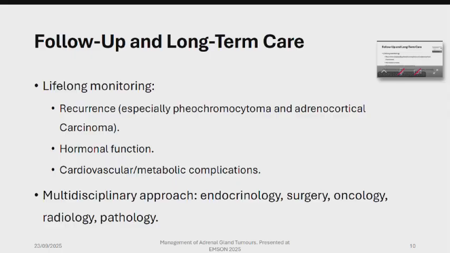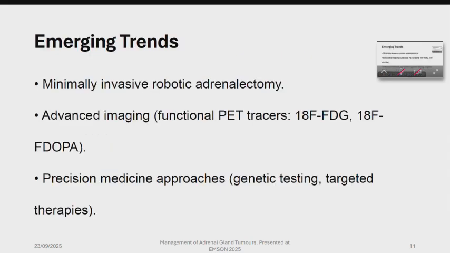The approach is multidisciplinary. We need the endocrinologist, surgeons, oncologists, radiologists, and the pathologist in care of this patient with adrenal tumor. The emerging trend is to have a minimally invasive robotic adrenalectomy, and there are advanced imaging, like I mentioned earlier. Precision medicine is the way to go, and Professor Lamoye, I think it's good I came after him, because this is what we just spoke about.